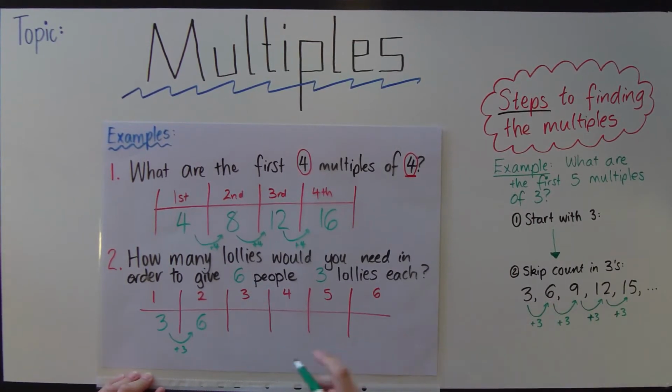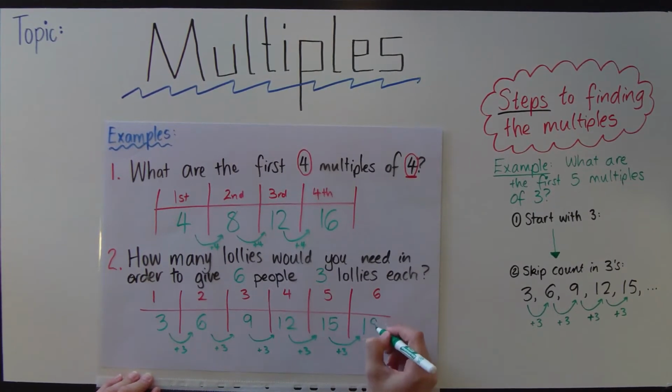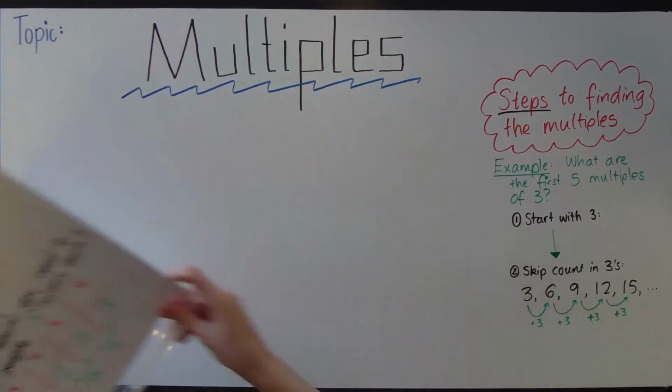So we start off with 3, obviously, and then we add 3, which is 6. So this is the pattern over here with the first multiples, and then 9, 12, 15, and we're just adding 3 each time here. And then have a think about what the next one might be quickly before I write it down. 15 plus 3, 18. Alright, so that just gives you the answer. You would need 18 lollies in order to give 6 people 3 lollies each. So just a little real world example for you there.